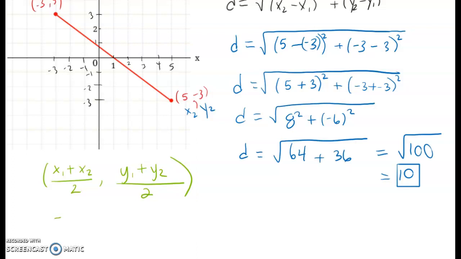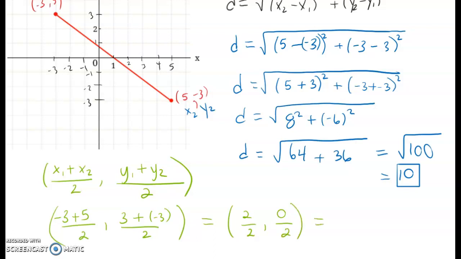So let's put those in. -3 plus 5 over 2, and 3 plus -3 over 2. So that's my ordered pair. When I do this calculation, I'll end up with 2 over 2 as my x-coordinate and 0 over 2 as my y-coordinate. Simplifying that, I'll get (1, 0). So these are my 2 answers for this type of problem.